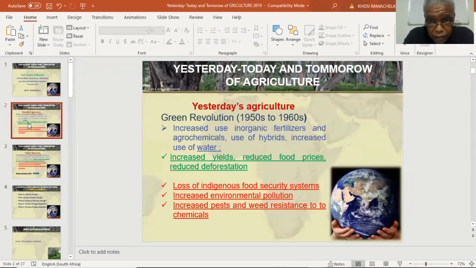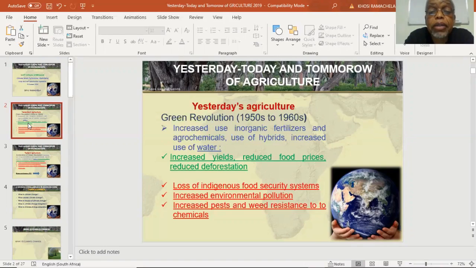So for yesterday's agriculture, we're looking at the Green Revolution, which occurred in the 1950s to 1960s. This Green Revolution included increased inorganic fertilizers and agrochemicals, use of hybrids, and increased use of water. Of course, this resulted in increased yield, reduced food prices, and reduced deforestation, but it came with negative impacts.